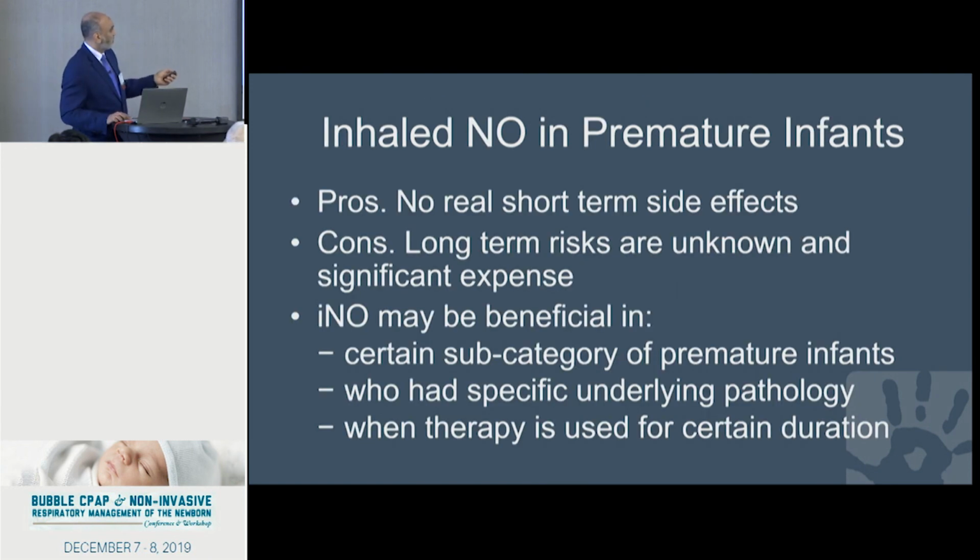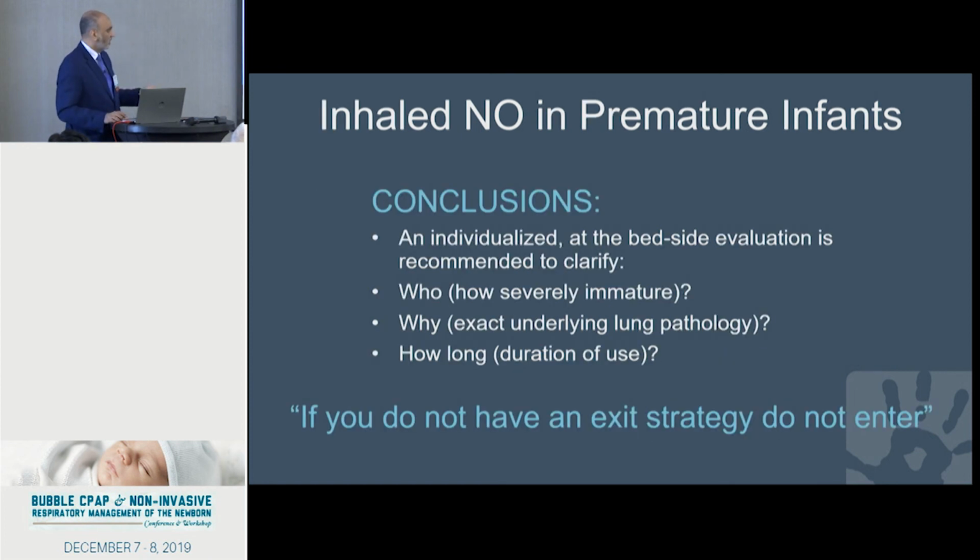So there is no real short-term side effect when you give nitric oxide. That would be my conclusion from all the clinical trials: they didn't see increased mortality or anything major. But the long-term risks are unknown. I know it may be beneficial in a certain subcategory of premature babies when therapy is used for a certain duration of time. And that is really my final word about nitric. If you don't have an exit strategy, do not start it. You don't have a baby on nitric for 2 months. Thank you.